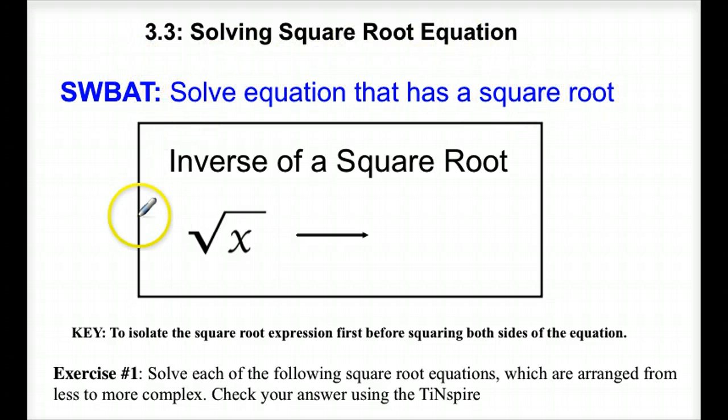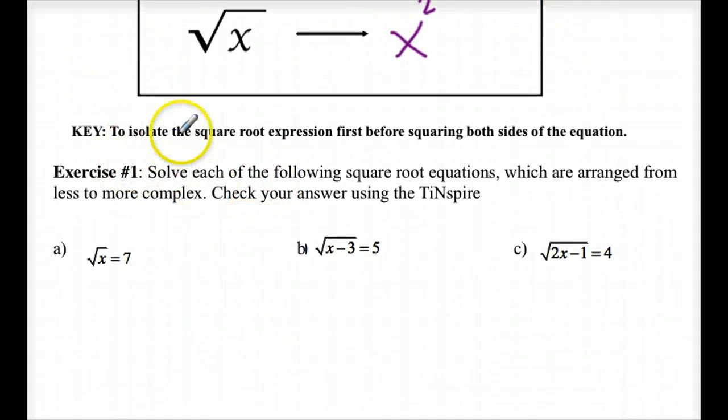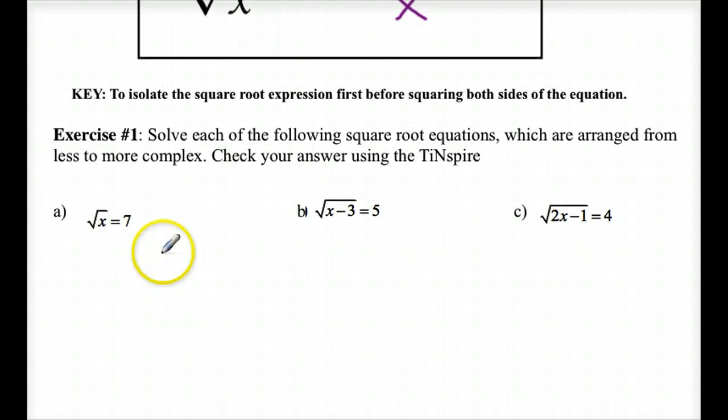The first thing, and the utmost important thing for today's lesson, is: what's the inverse of a square root? If I have the square root of x, the inverse of that would actually be x squared. So when I'm taking the square root, the inverse will be x squared. The key when we're solving equations like this is to isolate the square root expression first before squaring both sides. So if you look at A, super easy.